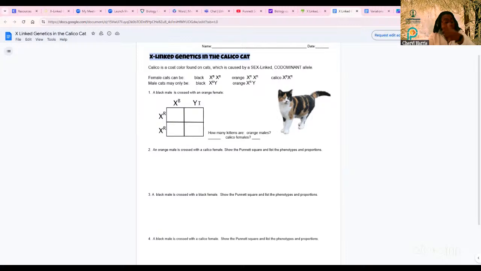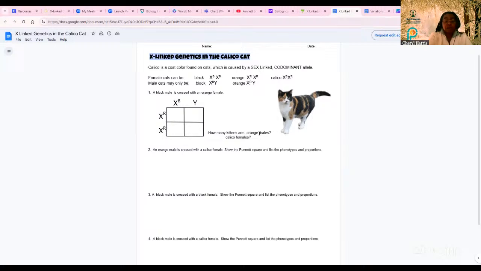On this one, they placed the male across the top. Then it tells you that it's crossed with an orange female. So if you come back up here to the key, it tells you that an orange female is X with a capital R and X with a capital R. So that's what you're going to put on the side. They've already done that part for you. So that's the female, that's where they got those letters from. All you have to do is complete the cross, put it in the box, and then answer the question.